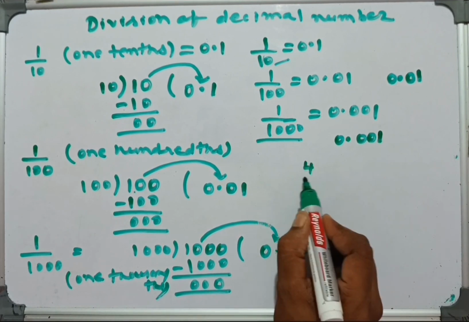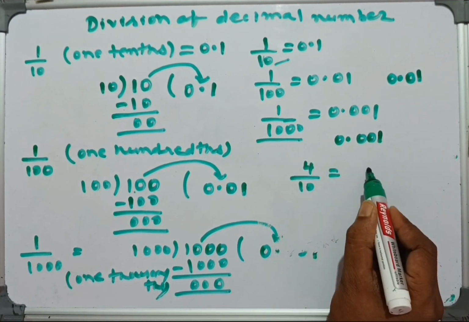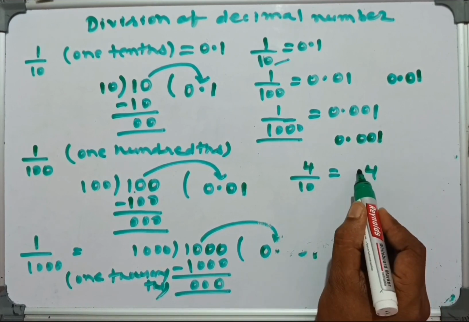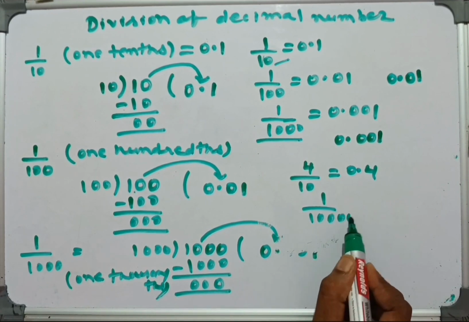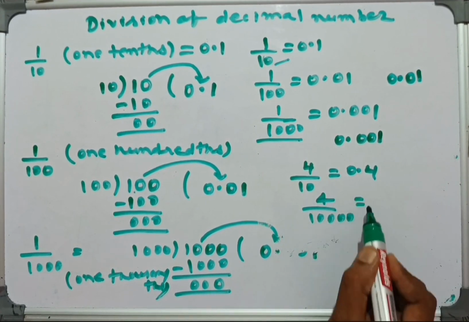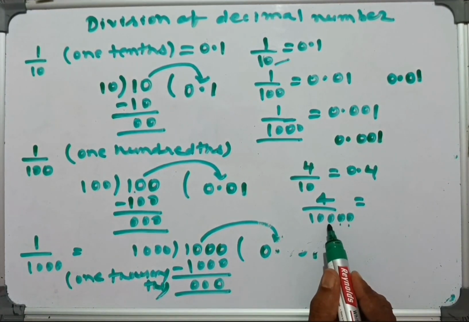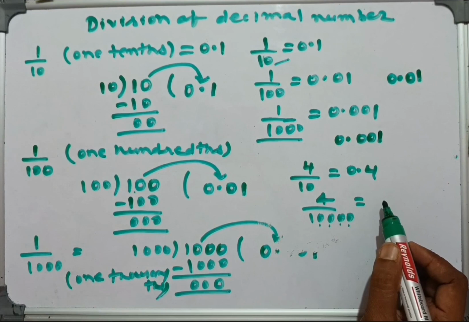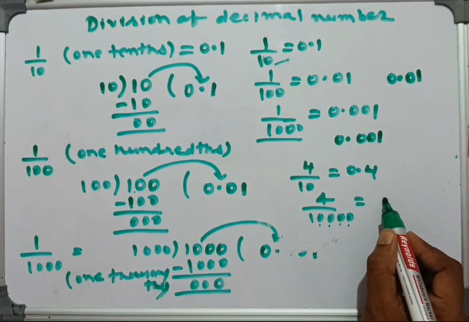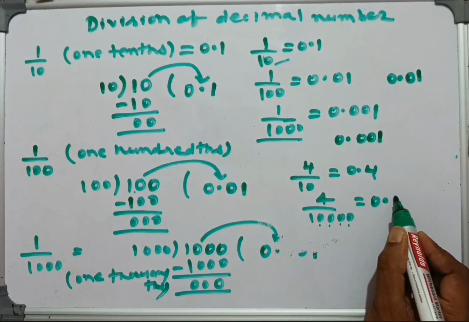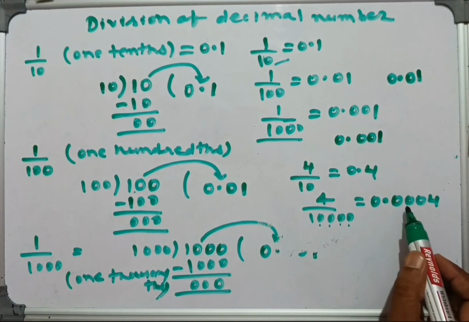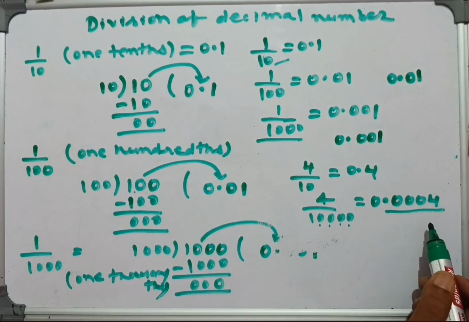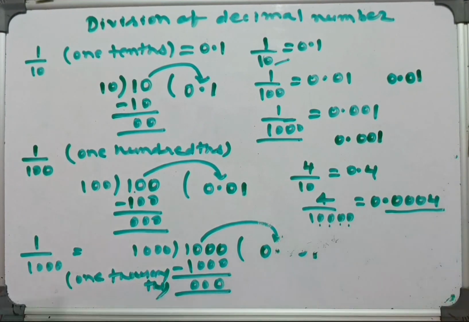Suppose somebody has given 4 by 10, then you just write 4 and then 1 0, so the decimal places will be 1. Suppose there is this number, 4, how many zeros are here? 1 2 3 4, so there are 4 decimal places, so put a dot here, then write the zeros, then 4. Now there are 4 decimal places here guys. Now see some more examples.